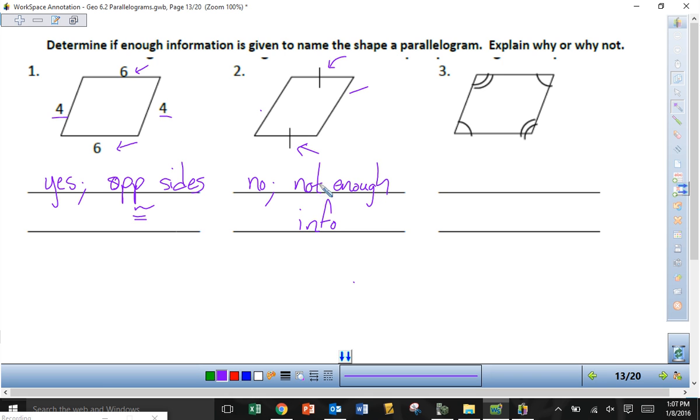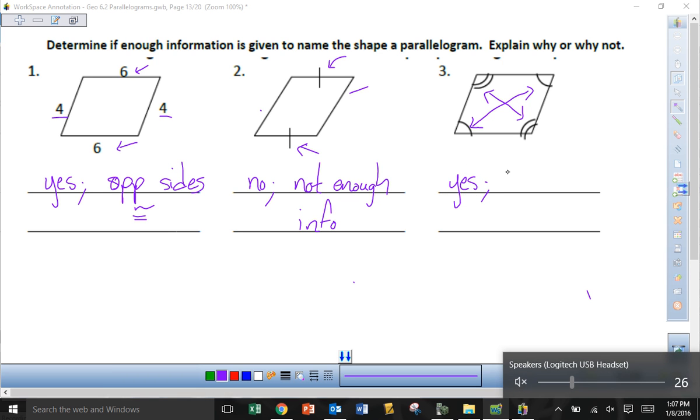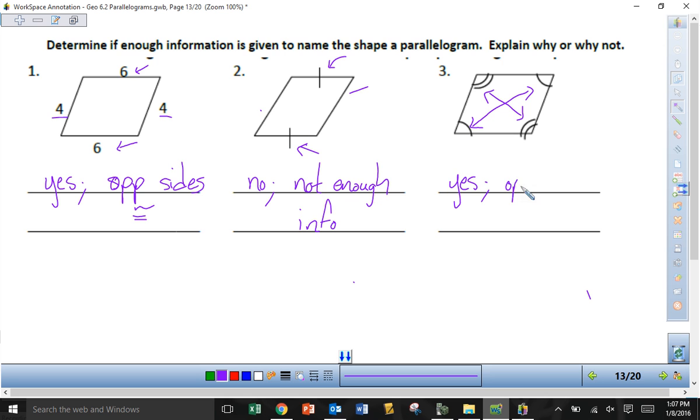Okay, for number 3, we're given some angles. Notice here, opposite each other, those two angles have the same arc mark, so they are congruent. Same way here, we've got a single arc mark in opposite corners. So that means that the opposite angles are congruent, both of them. So this, yes, is a parallelogram. That is our second property up there. So that is enough. We can say that the opposite angles are congruent.